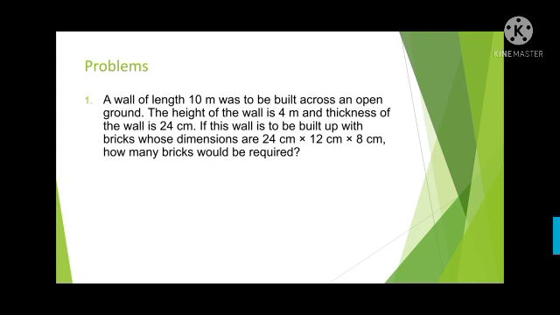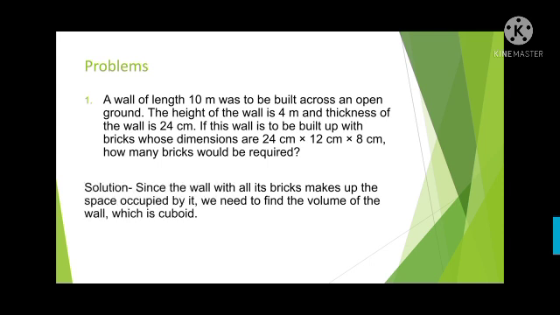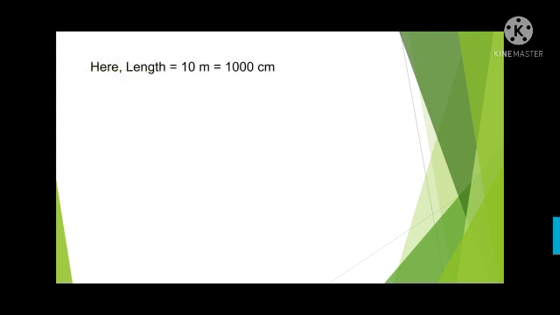A wall of length 10 meter has to be built across an open ground. The height of the wall is 4 meter and the thickness of the wall is 24 centimeter. If this wall is to be built with bricks whose dimensions are 24 centimeter, 12 centimeter and 8 centimeter respectively, how many bricks would be required? So for that we have to write all the units given. Length is given as 10 meter, which is 1000 centimeter.